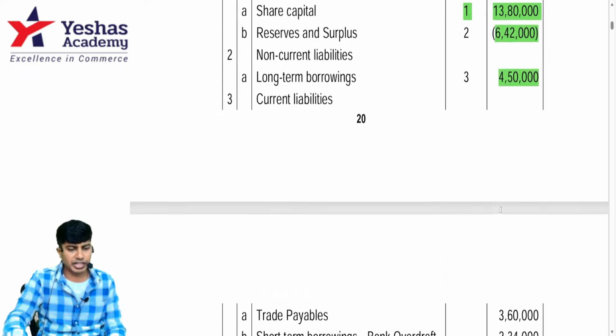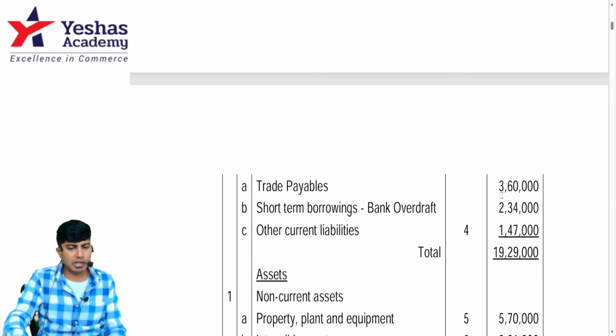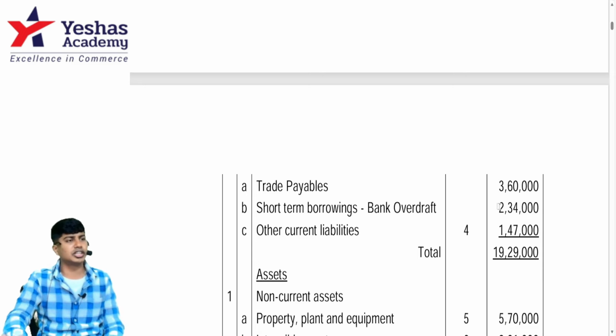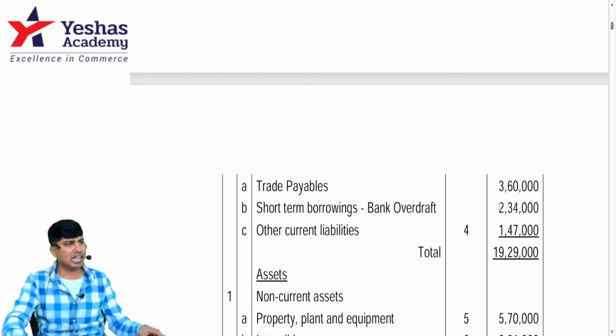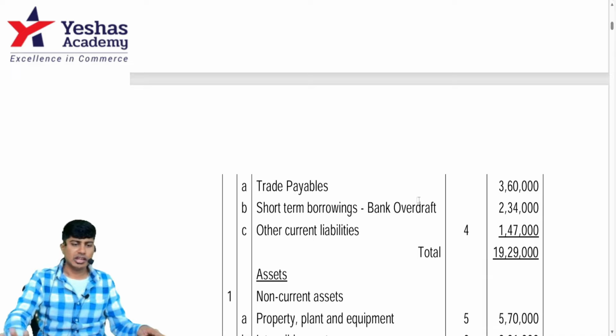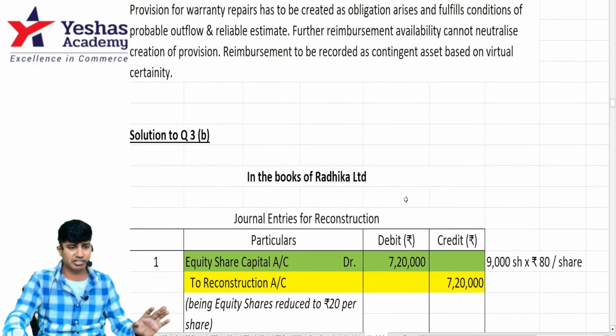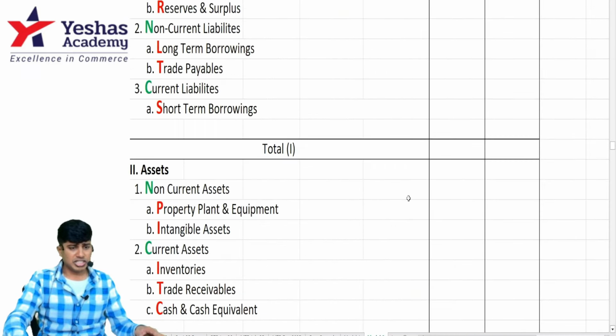So basically, in the balance sheet, on the liability side, 13 lakh 80 done, 6 lakh 42 done, 4 lakh 50 done, 3 lakh 60 trade payable, bank overdraft 2 lakh 34 we have not touched. Shall I write them as it is in the balance sheet? I am not touching bank overdraft. I am writing all the transactions through cash. I'll write it as it is. They have given it in the balance sheet. I am not changing their figures.